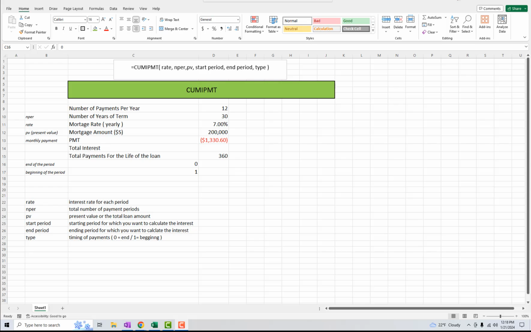In addition to this, we're also going to take a look at the PMT function, which will help us determine how much the monthly payment will be. This function is very useful when you want to determine the total interest paid over the range of payments. So let's take a look.